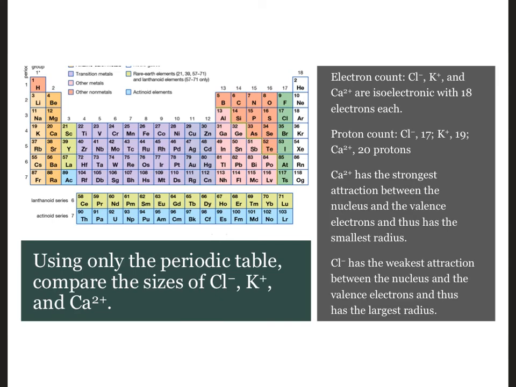We see that each of these ions has 18 electrons, making them isoelectronic. Chlorine has the fewest number of protons and calcium the highest. When we compare nuclear charges, the number of protons, to determine the strongest attraction between the nucleus and the valence electrons, we see calcium with a +2 charge will have the strongest attraction, resulting in the smallest radius, while chloride will have the weakest, resulting in the largest radius. We can write them in order of increasing size from calcium to chloride for a final answer.